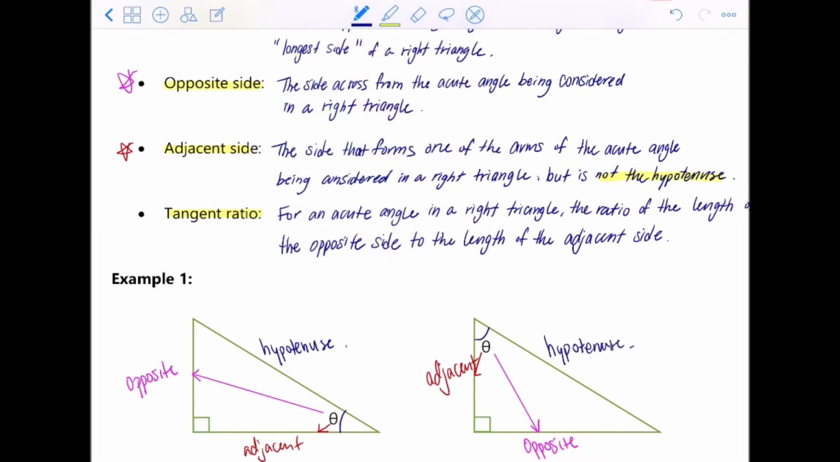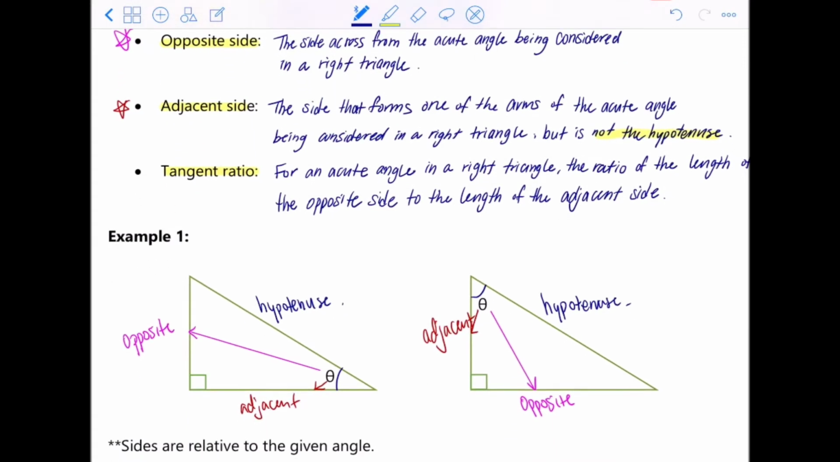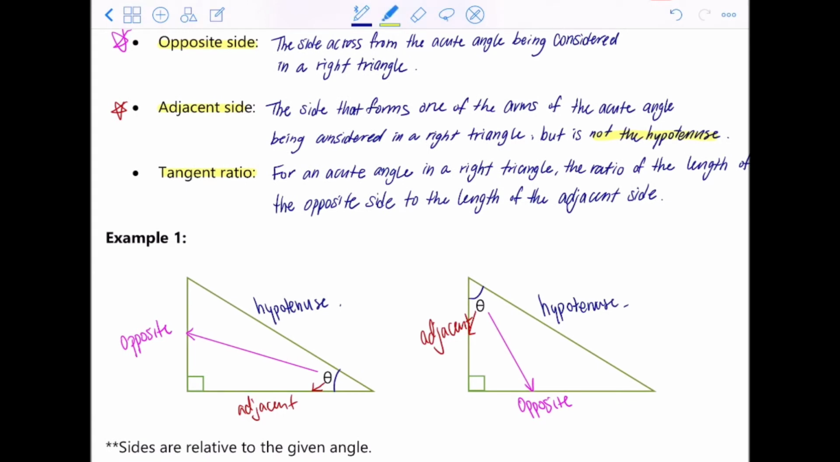All right, so we do need to understand that the sides are relative to the given angle. Depending on where theta is, the names of the sides will change. So make sure to understand which side is called opposite and adjacent.